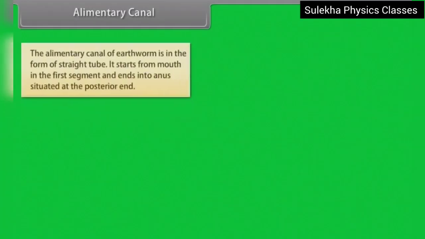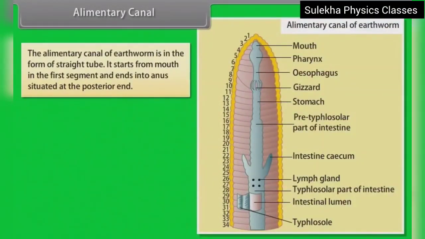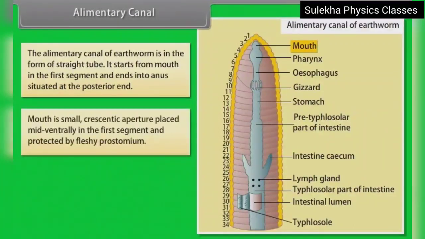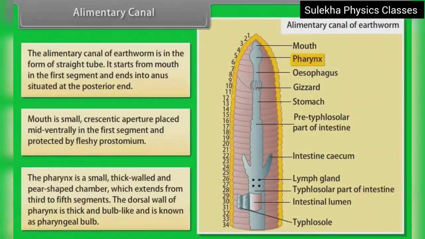Alimentary canal. The alimentary canal of earthworm is in the form of a straight tube. It starts from the mouth in the first segment and ends in the anus situated at the posterior end. Mouth is a small, crescentic aperture placed mid-ventrally in the first segment and protected by the fleshy prostomium. The pharynx is a small, thick-walled and pear-shaped chamber which extends from third to fifth segments. The dorsal wall of pharynx is thick and bulb-like and is known as pharyngeal bulb.